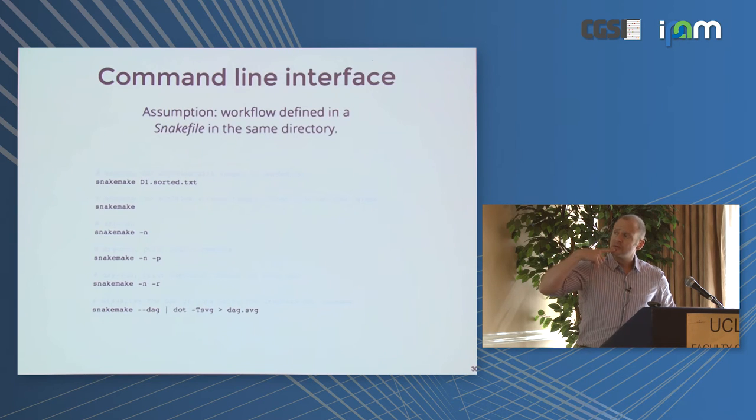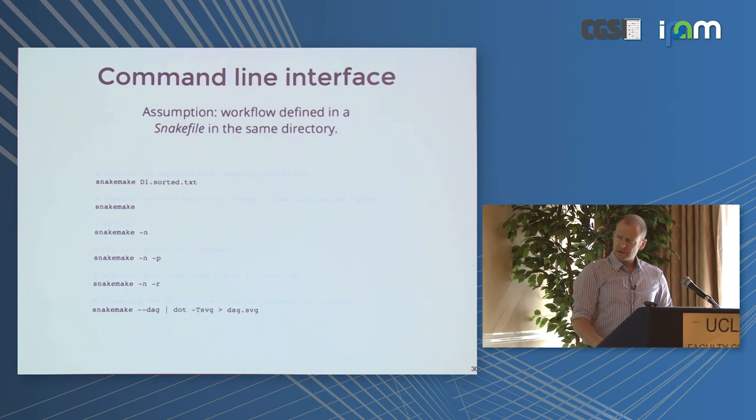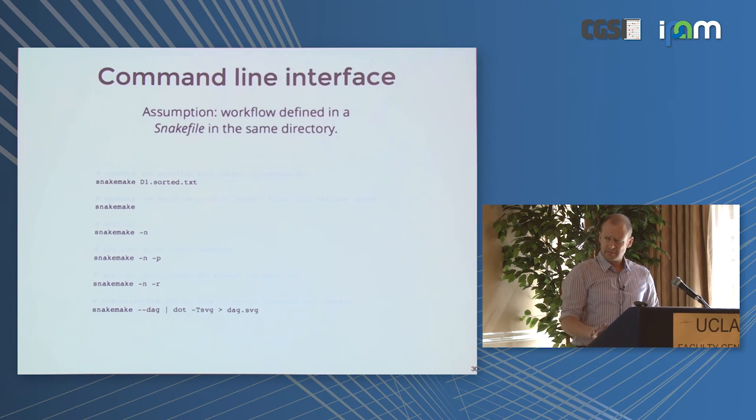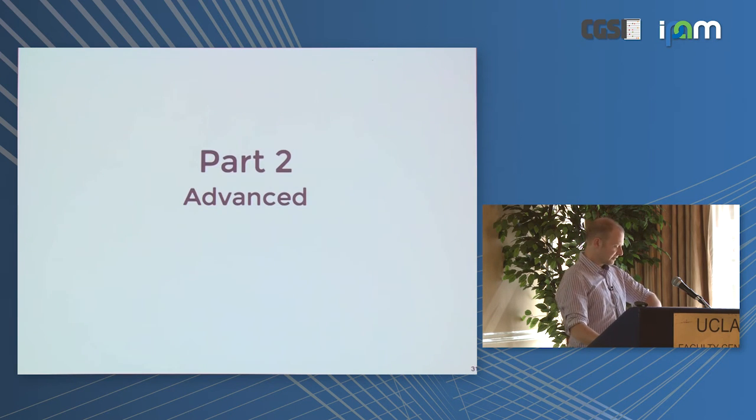There are several ways to execute a workflow. I think I told you about many of those. You can look it up maybe also in the documentation. What is maybe interesting is you can print out the DAG by applying the lowermost command, snakemake --dag, and then you pipe it into dot, which generates an SVG of the directed acyclic graph, and you can print it out and have a look and study the graph if you would like to do that. Okay, part two, advanced.